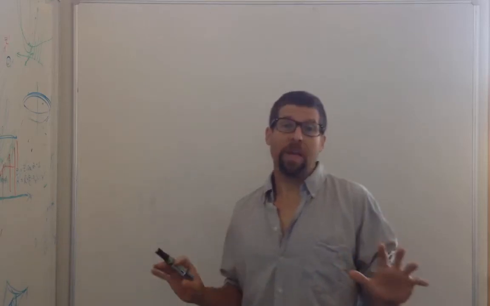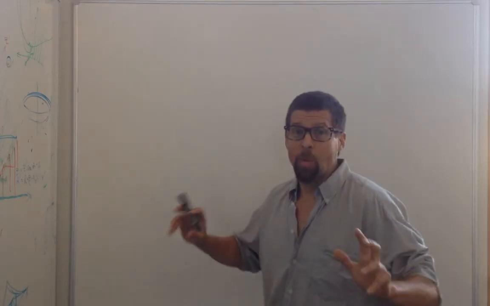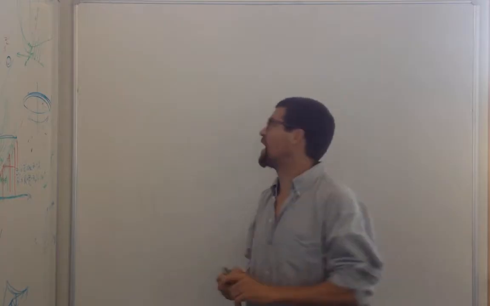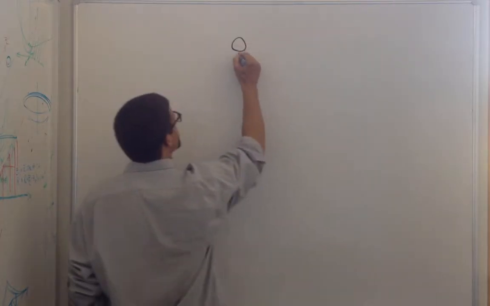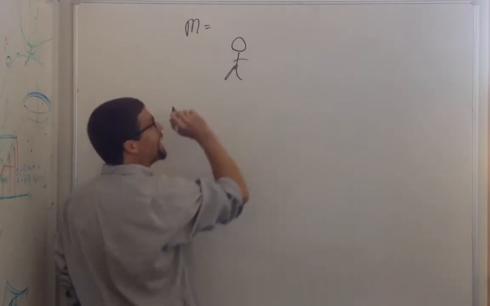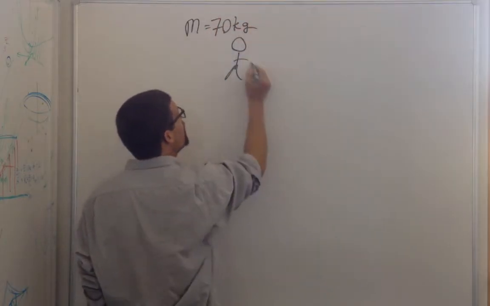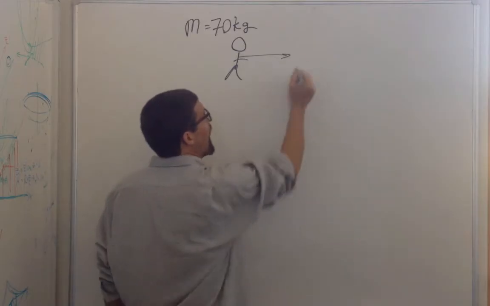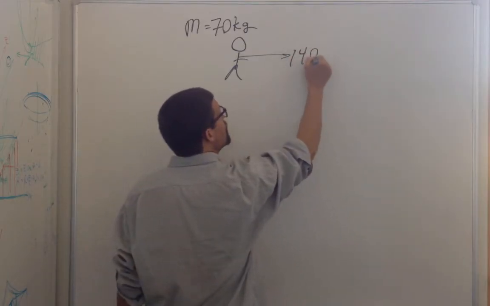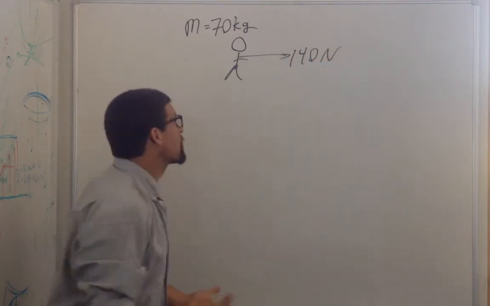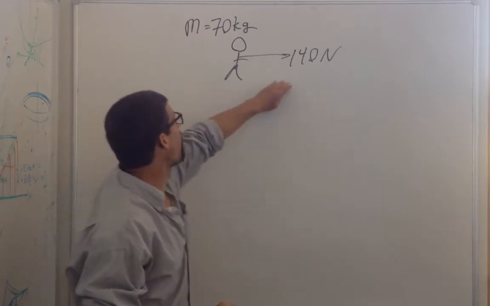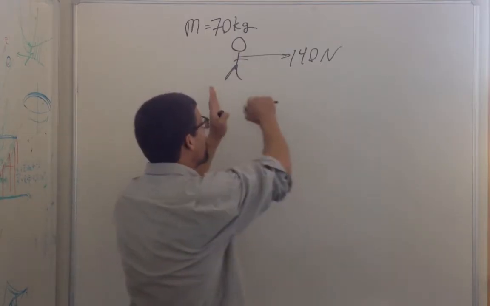Okay, so I'm floating out in space, and someone puts a force of 140 newtons on me. What happens? There I am, and I know my mass is 70 kg. Someone puts a force on me of 140 newtons. What's going to happen? This is dynamics. I've got force, so I know there's going to be acceleration, right?